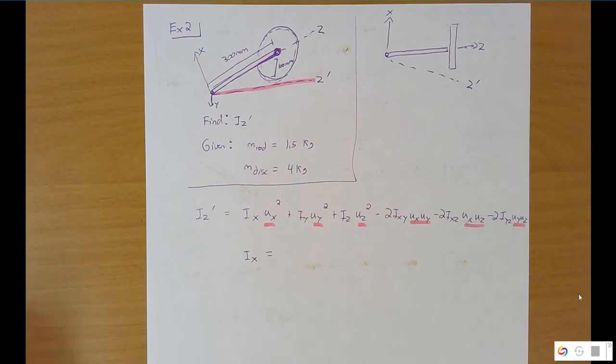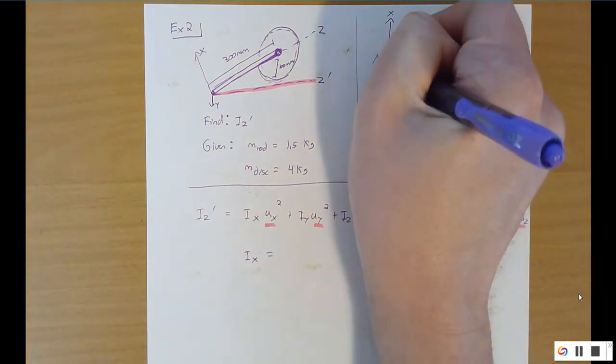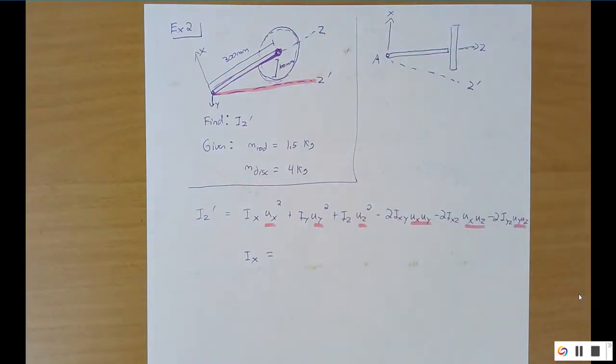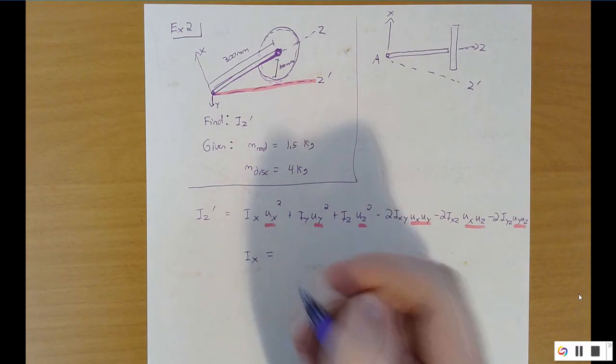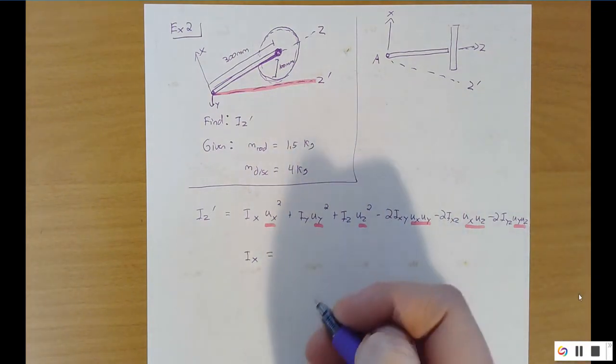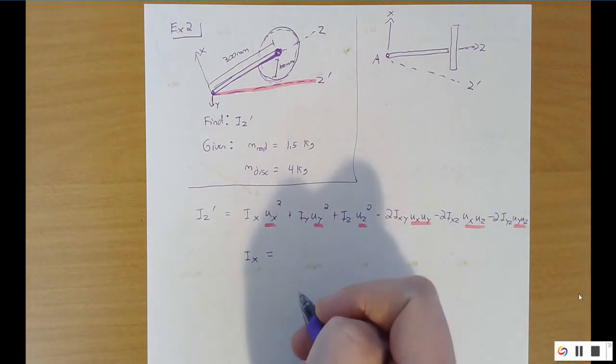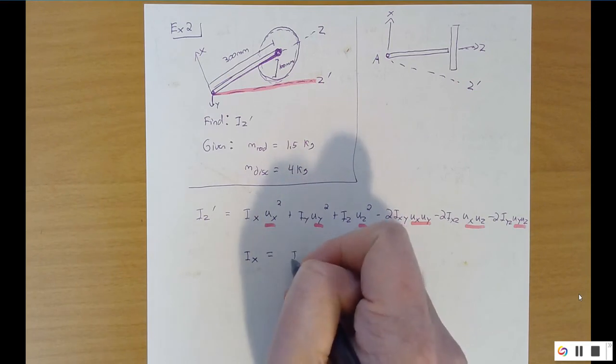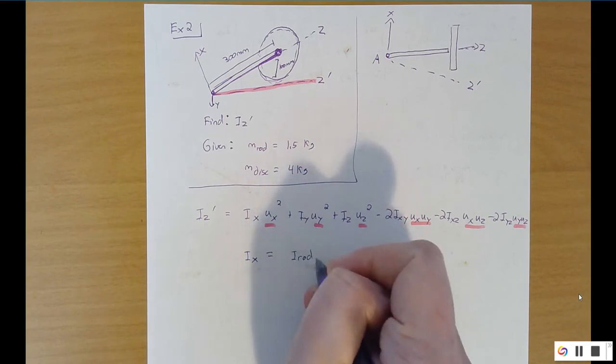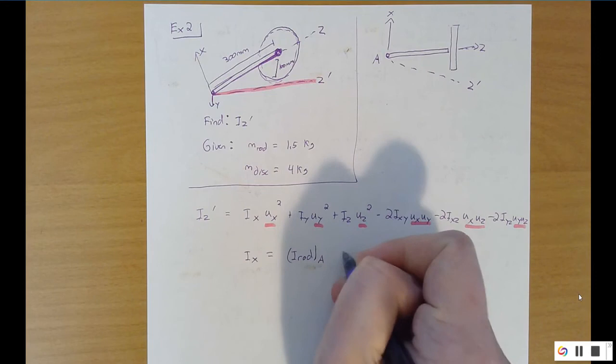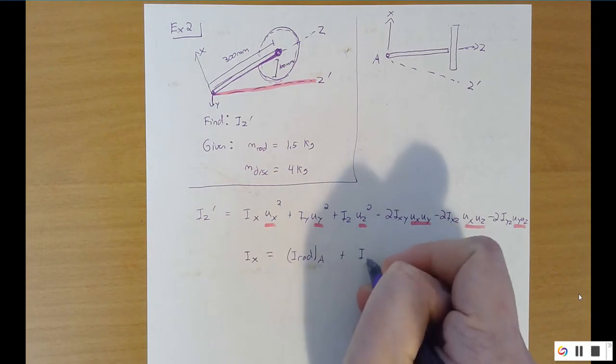So let's call this point down here point A, just because it's an arbitrary coordinate system. You can call it O if you want. I can call it the origin. So if I want to get Ix at that point, then I need to get the rod about A and the disk about A.